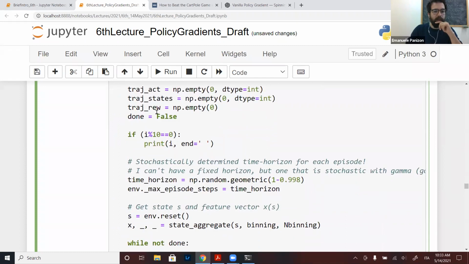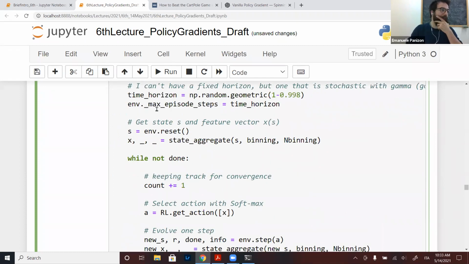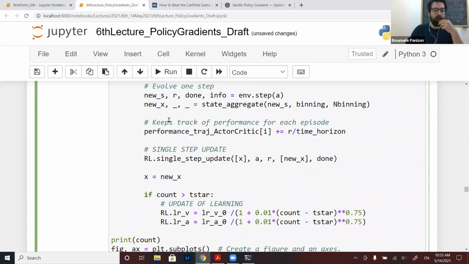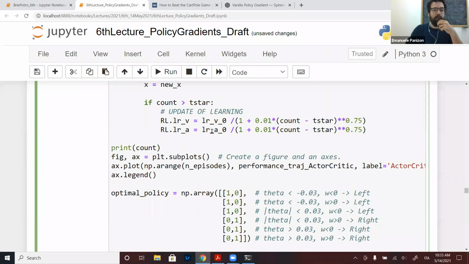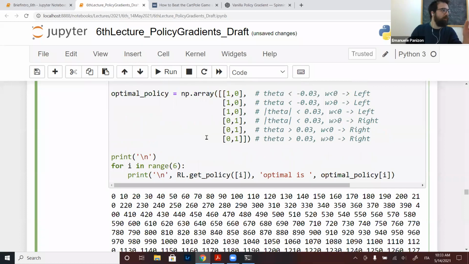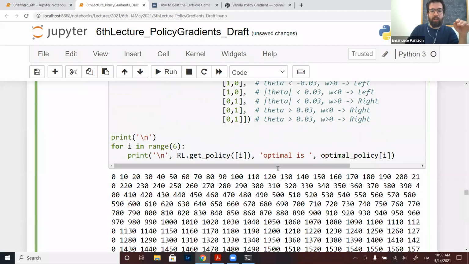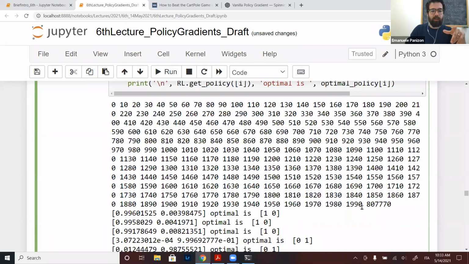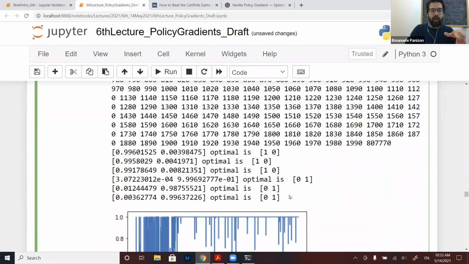I do the episodes. 2000 is a lot, and I will show what actually turned out. This is the same as before. If you have questions, please stop me, but this is exactly as before. I'm just using a different algorithm. And you can see I have already done 2000 episodes. At the end, this is what I find. The optimal policy is 1.0, and I found very close to 1.0.